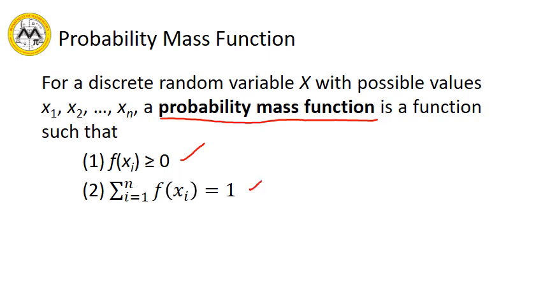And third, when obtaining the probability of the random variable x taking a value x sub i, it would just be f of x sub i, meaning we just plug in the value of x sub i to the function so that we can get the probability of x as x approaches x sub i.